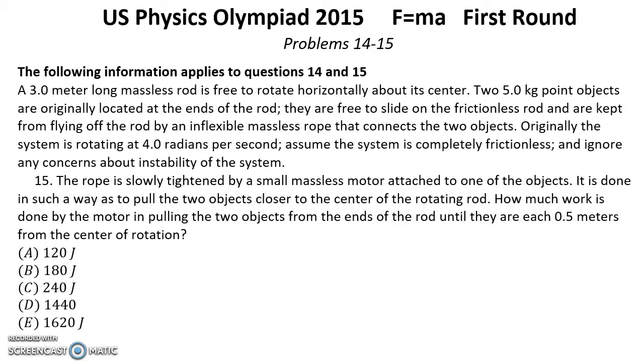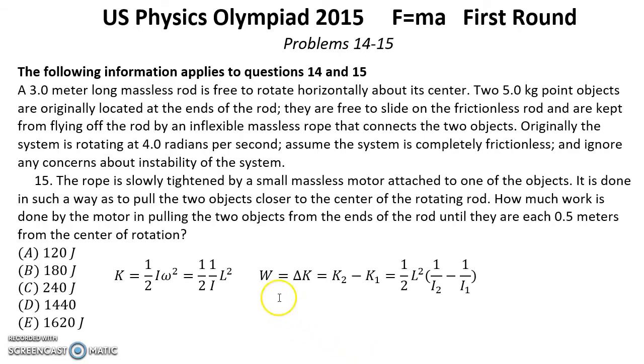Solution. Here we can represent kinetic energy using the formula K equals 1/2 I omega square, or this way, 1/2 times 1 over I multiplied by L square, where L is angular momentum, which in our case is conserved. So now we can count what is the work done by the motor. That's equal to the kinetic energy difference between the final and the initial position.